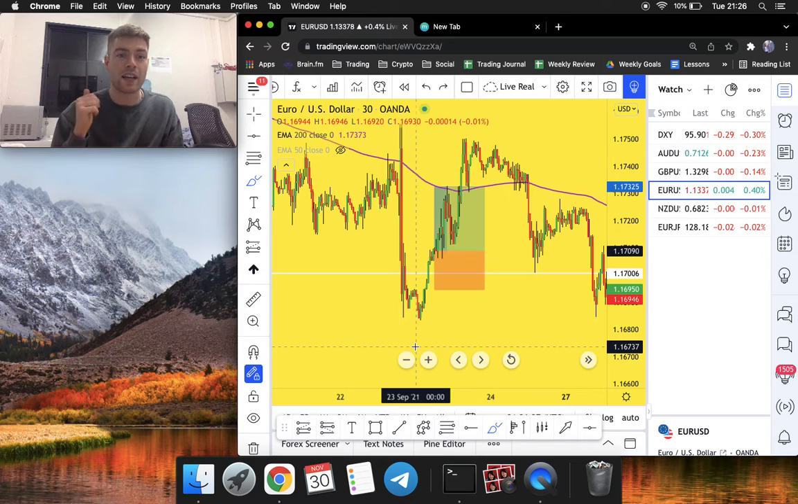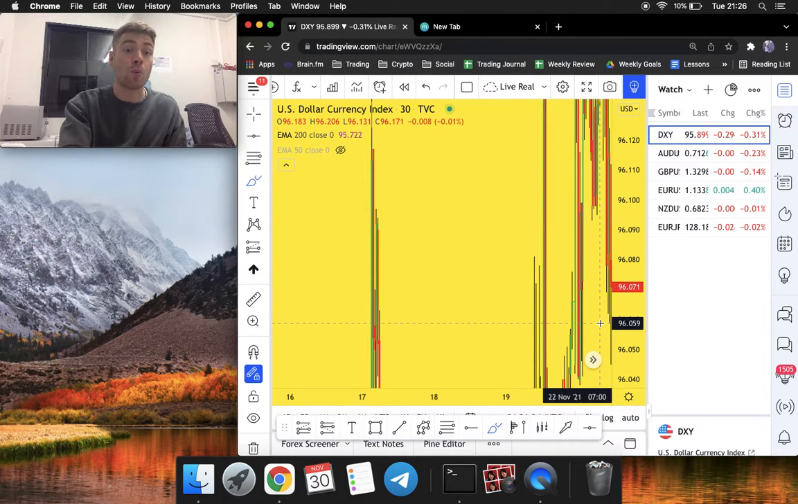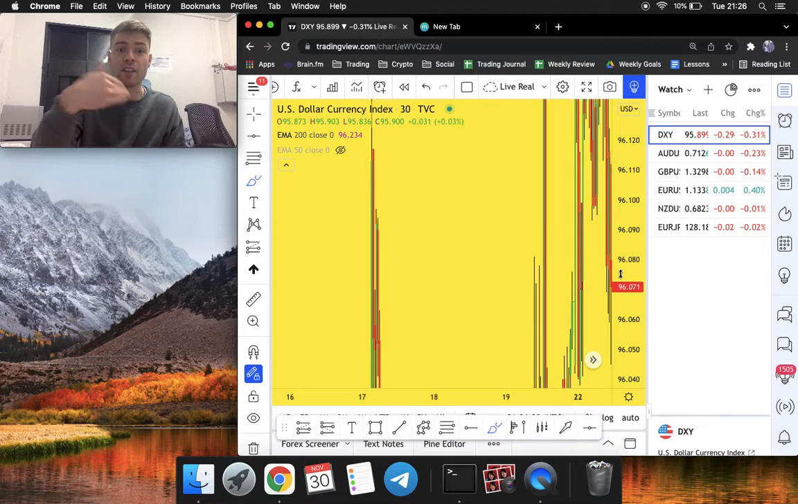Like I said, go back, look at the DXY, plot on those key levels, 94.500, 95, 95.500, etc., and then correlate that with those key pairs and see for yourself what I'm talking about, what way the price moves and the key times that they're likely to move, which is the London session and the New York session.